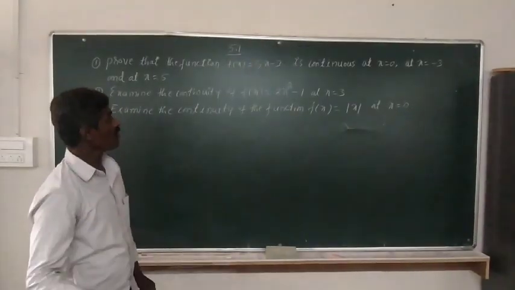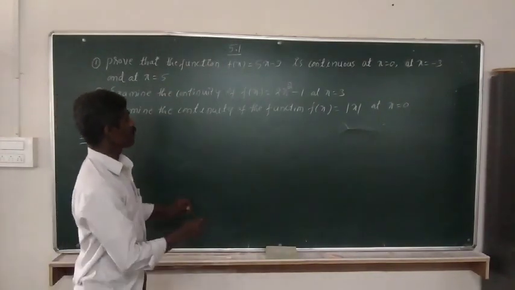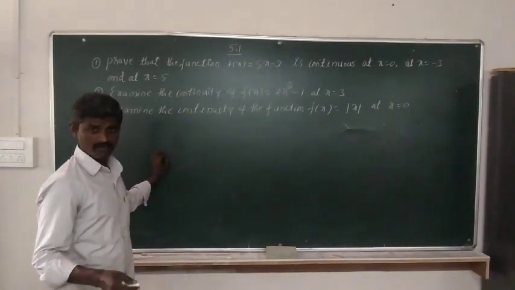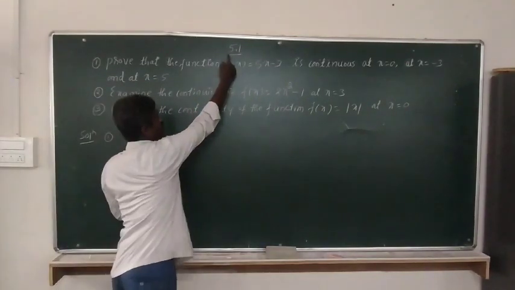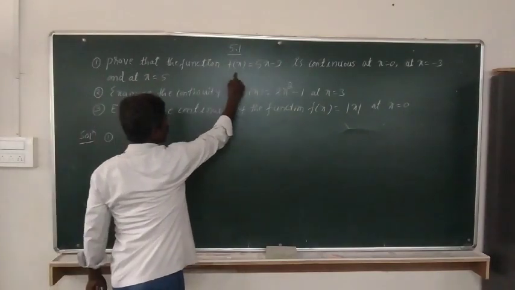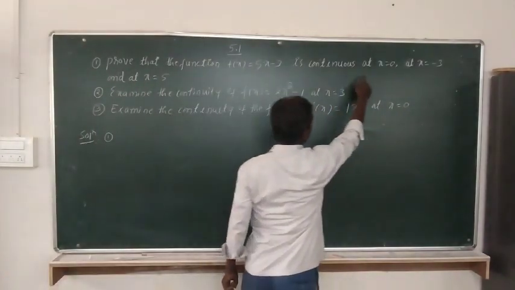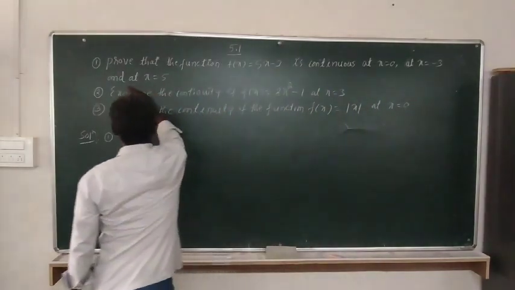Dear students, after knowing the definition, meaning and some examples with the graphical representation of the continuity, I am going to solve some examples of the exercise 5.1. See here. First one, prove that the function f of x equals 5x minus 3 is continuous at x equals 0 and at x equals minus 3 and at x equals 5.